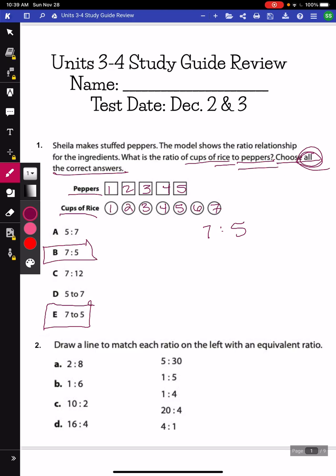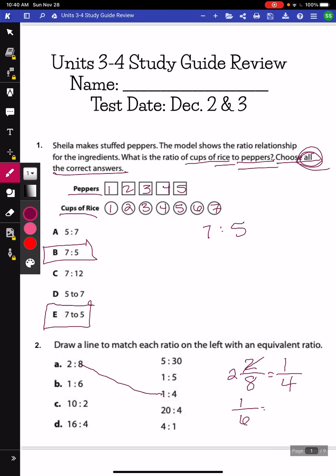Moving to number 2. Draw a line to match each ratio on the left with an equivalent ratio. So 2 to 8. Well, we don't see 2 to 8 over here, but if we simplify 2 to 8 by 2, 2 can go into 2 one time, and 2 can go into 8 4 times. Well, I have that right there. 1 to 6. That's already simplified. So maybe it's going to be something a little bit bigger.